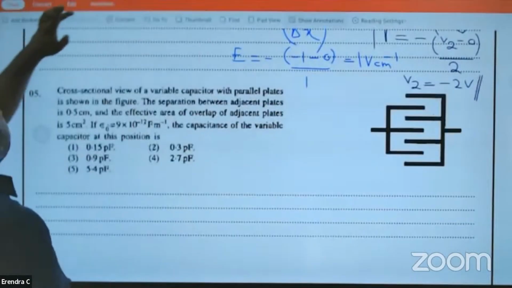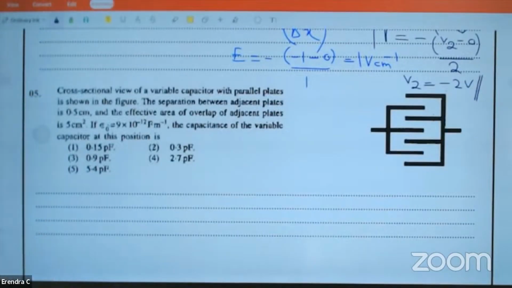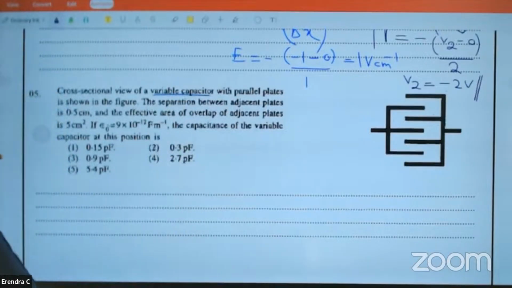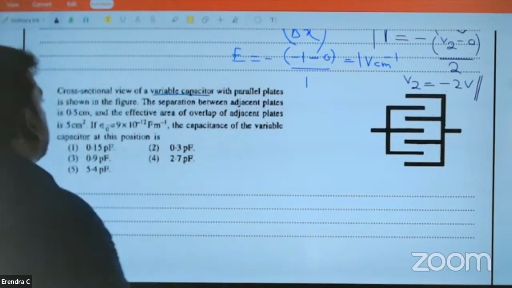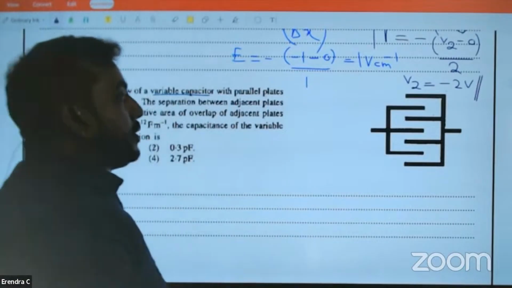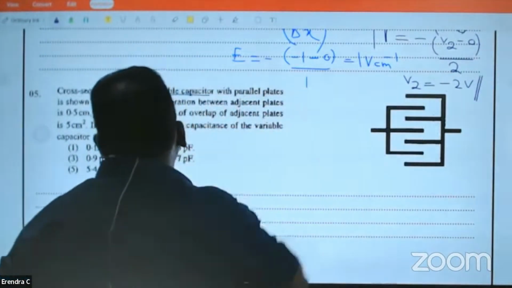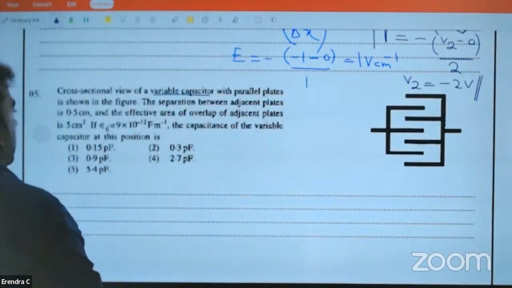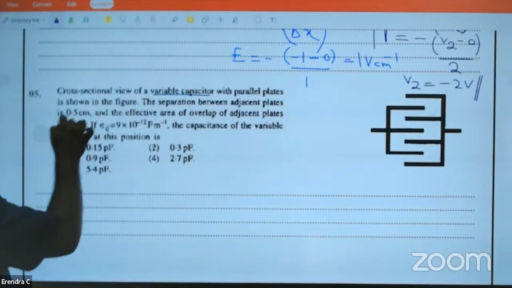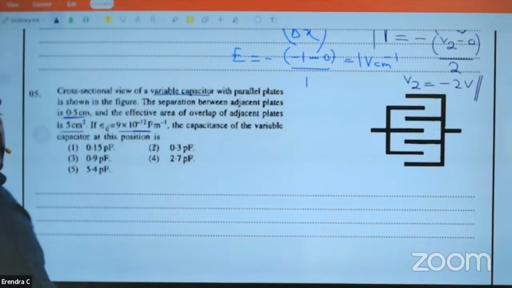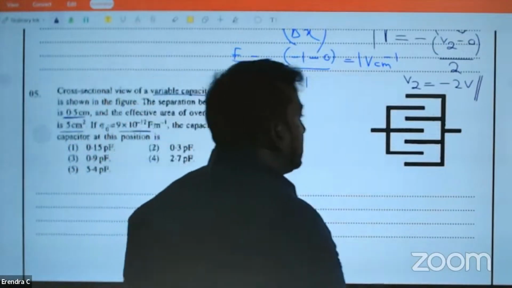MCQ number 5. Read. Cross-sectional view of a variable capacitor with parallel plates is shown in the figure. The separation between adjacent plates, that means each of these separations have a particular distance. Right. Area of the plates are given. Distance is given. Epsilon naught is given. What's the capacitance? Right. When you have something like this, very simple.